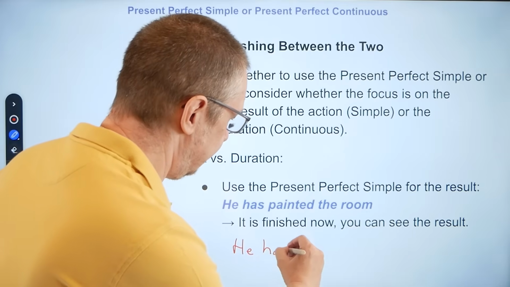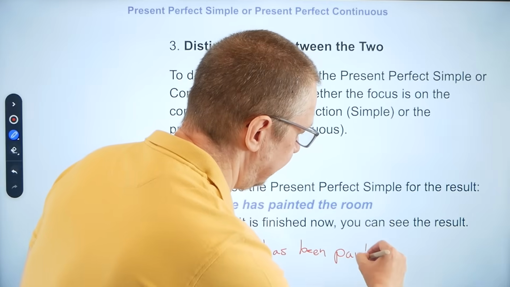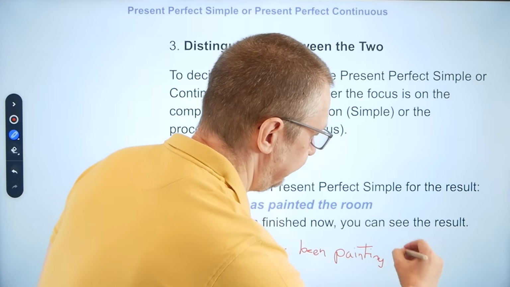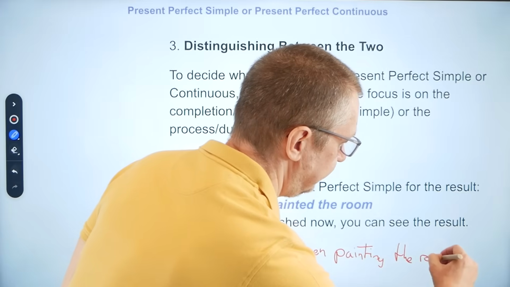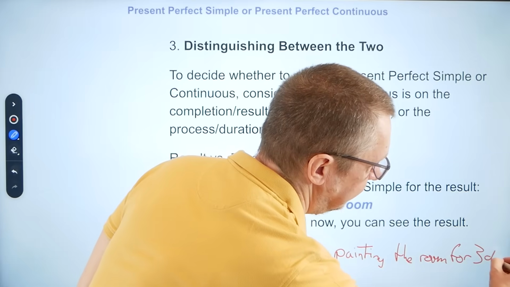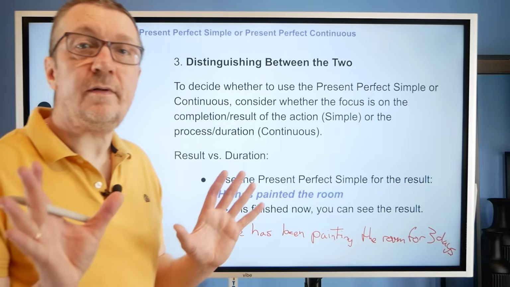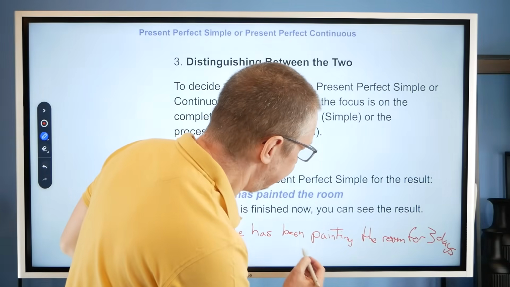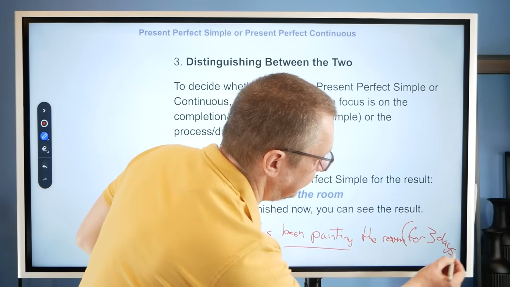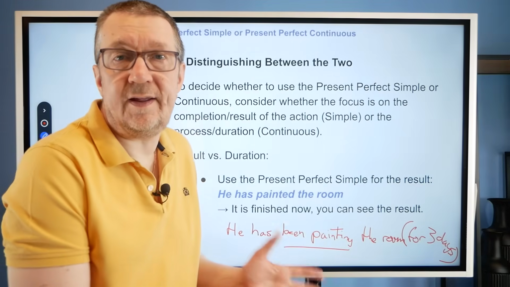So he has been painting the room. And then we can put the time frame, for 3 days. I just squeezed it on there. So this is why when we're using the continuous, it's all about the duration. Okay? Or it's just all about what has he been doing.